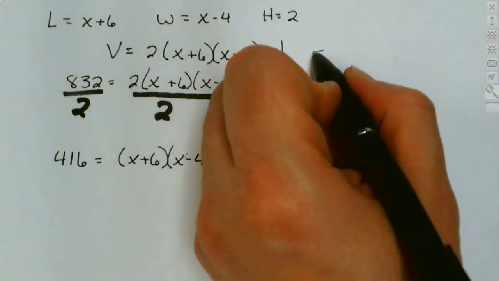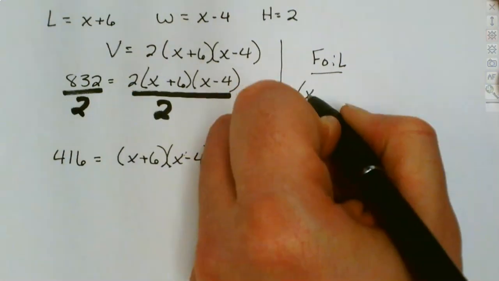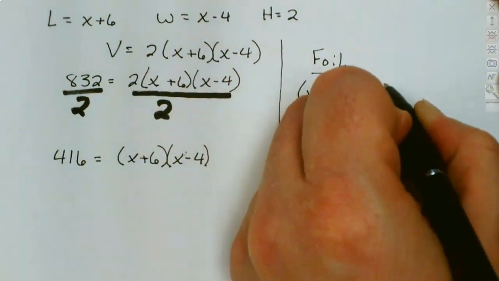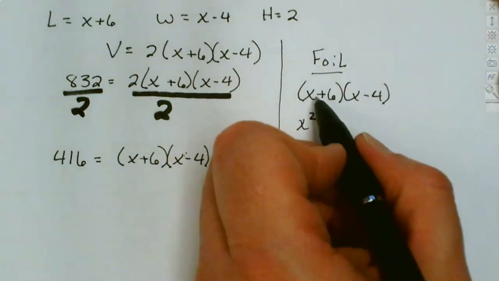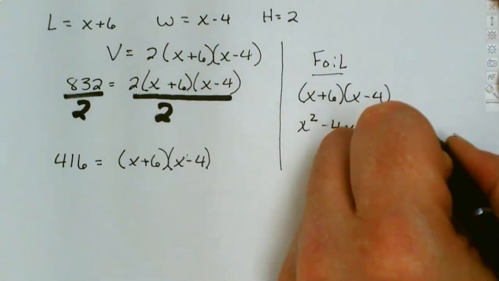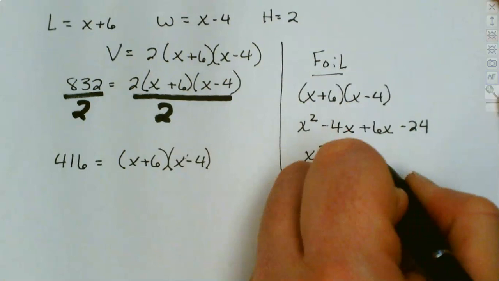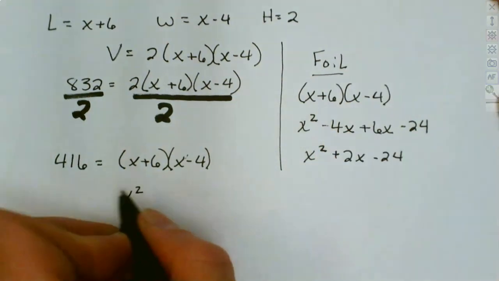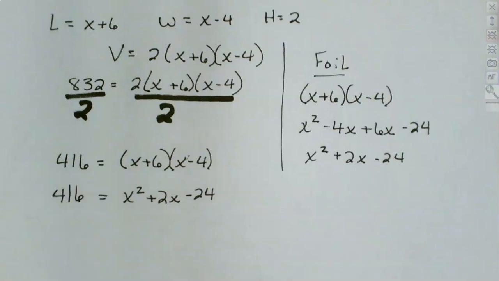So we're now going to FOIL over here. These questions are difficult because they're difficult on the setup and they're also difficult on the solving. So let's now go ahead and FOIL this out. We've got (x plus 6)(x minus 4). First times first is x squared. Outside and inside is a minus 4x, a positive 6x, and then a minus 24. Combining, we now have x squared plus 2x minus 24. So we have now FOILed it all out.